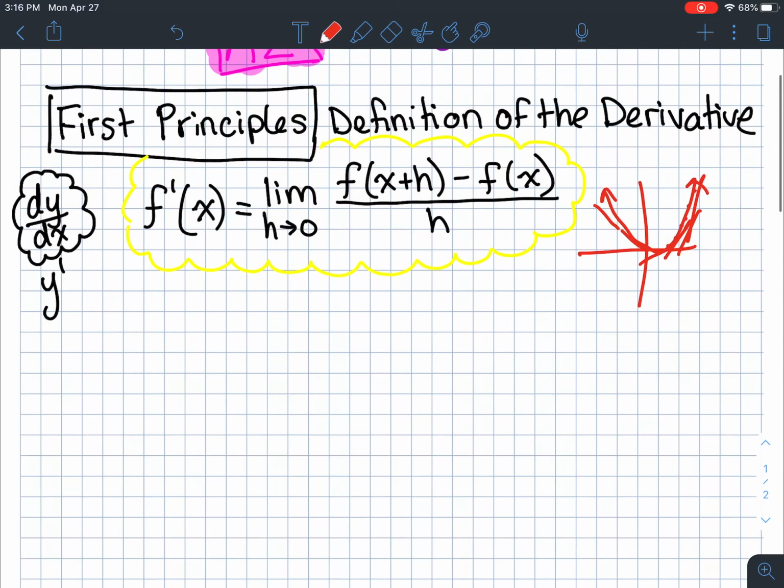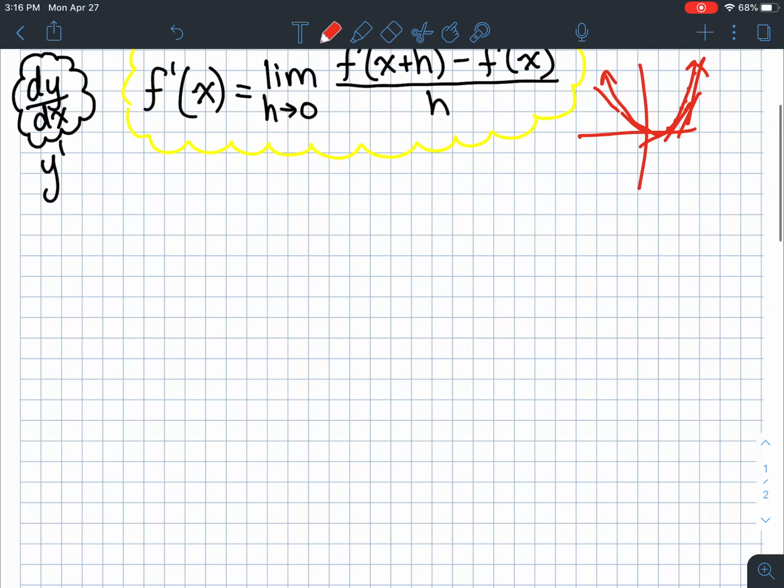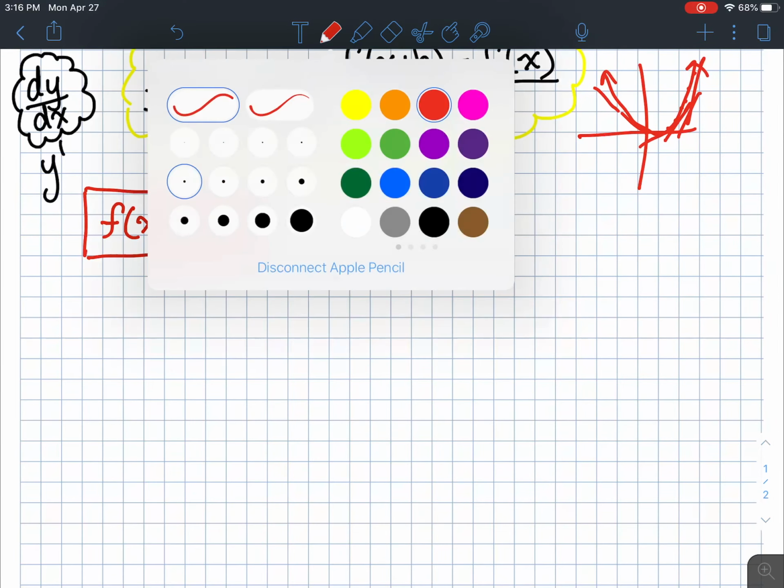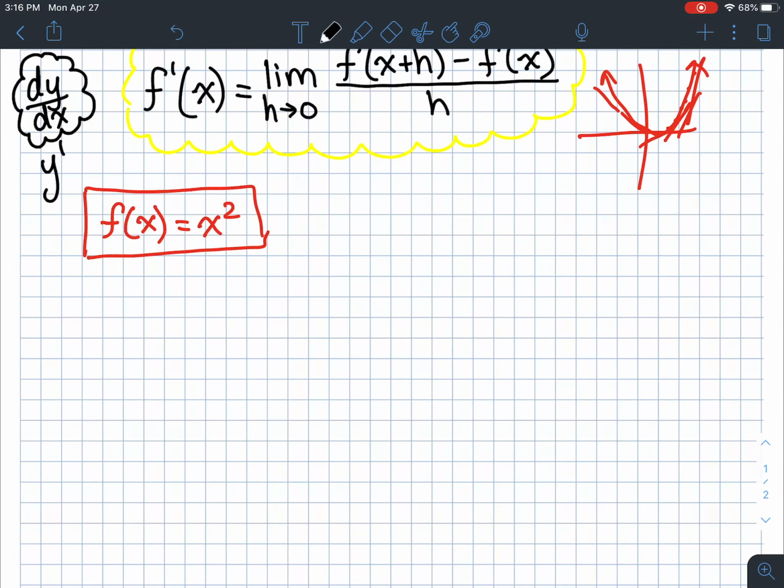Okay, so let's just get into it and try this formula. Let's say we're going to find the derivative of f of x is equal to x squared. So this here is our function. It's a quadratic. Why not? It's so familiar. So we're going to start with our quadratic, and we're going to find the derivative. And then we'll talk about what that means.